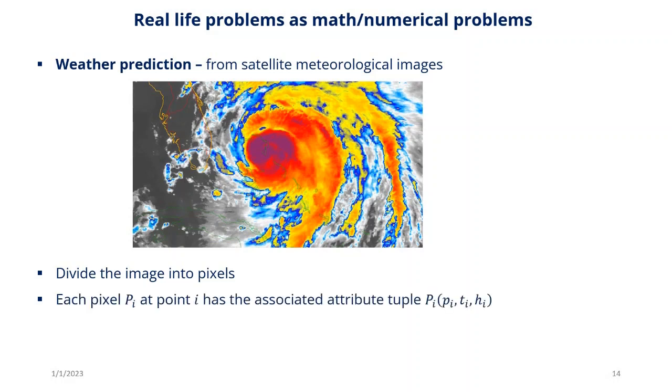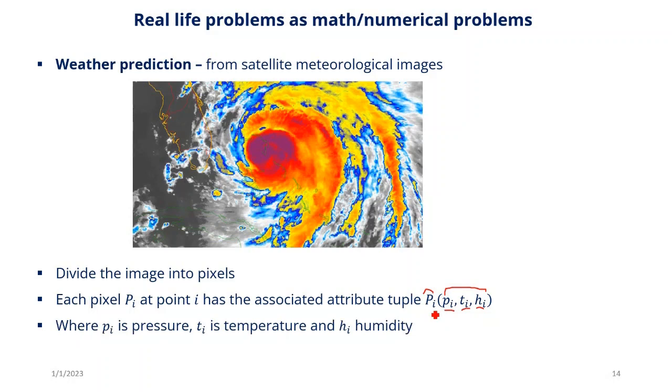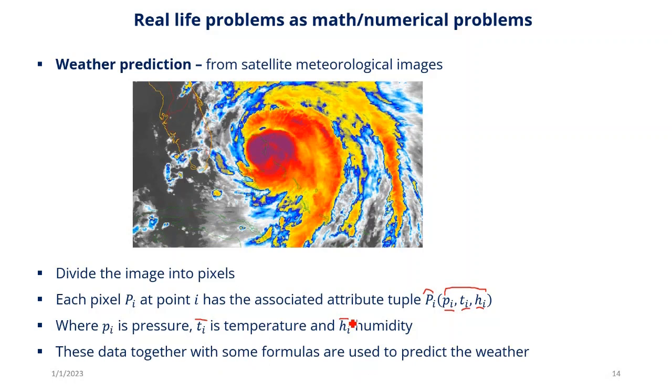For the people in meteorology, each pixel at point I has an associated attribute, which is a combination of three numbers we call a tuple. So we say Pi, this big P, actually contains three parameters. If you want to represent a person, you can talk about his age, you can talk about his height, and you can talk about his gender. For weather, we use these three parameters to represent the particular pixel. So, the small pi there is pressure, T is the temperature, and H is the humidity. This data together with some formulas which they use in meteorology are used to actually predict the weather. So, as long as the images can be divided into pixels, it means that you can use computers to determine the prediction of the weather.